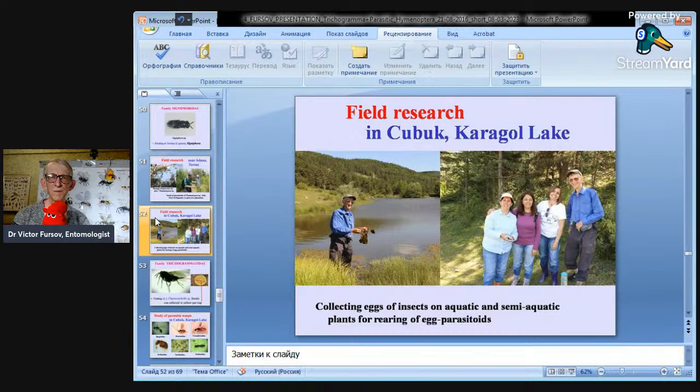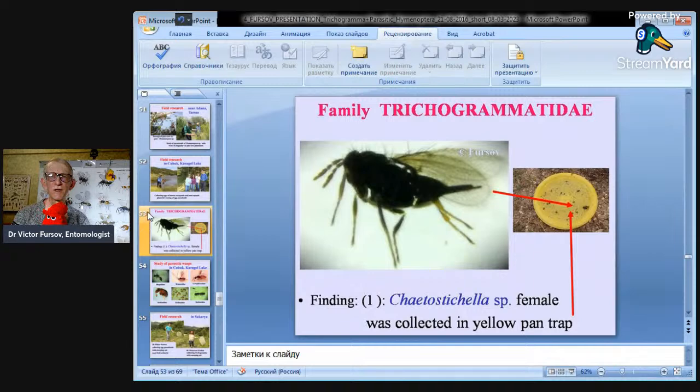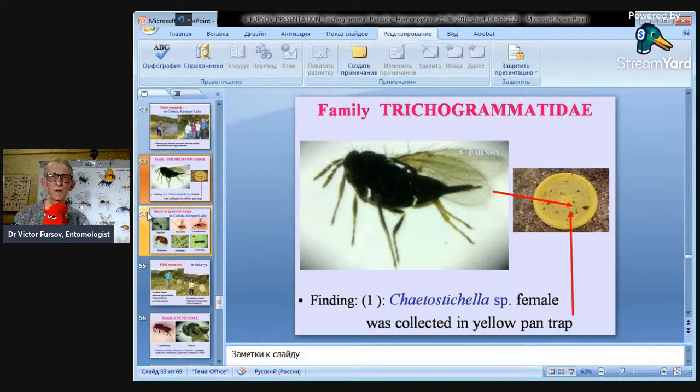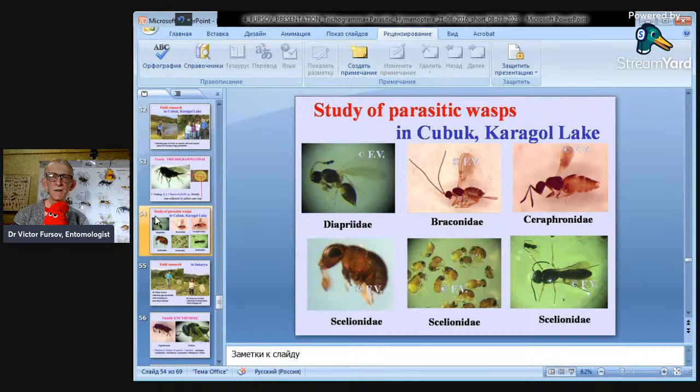Here we collected material near Ankara in a special small place named Cubuk and Karagol Lake, where one interesting parasitoid of the genus Oligosita was found in yellow pan traps near the lake. Probably this is an aquatic parasitoid because it was collected just near the edge of a lake, but the host is still unknown, despite the species being quite big, about 1 millimeter. One millimeter is quite big for family Trichogrammatidae.